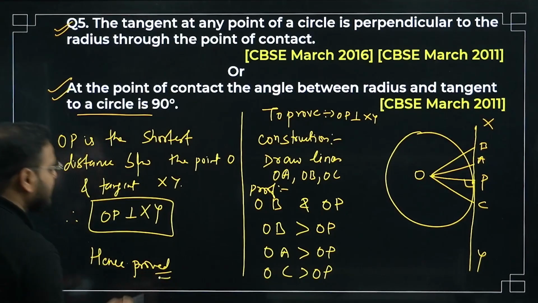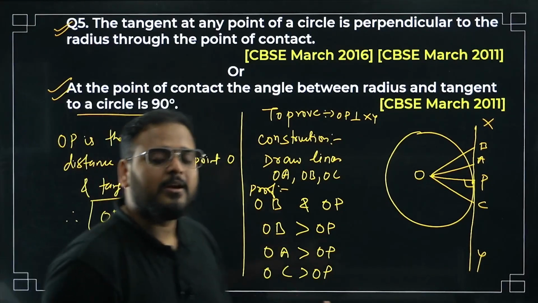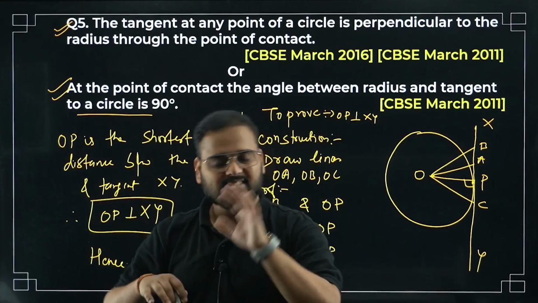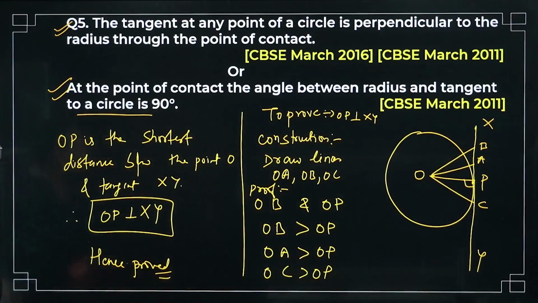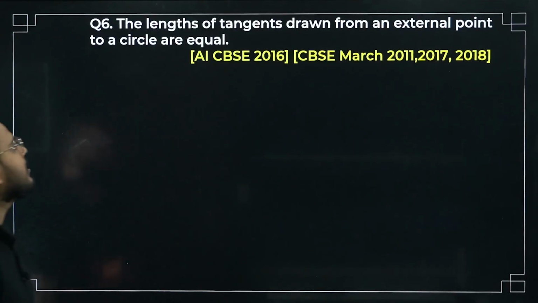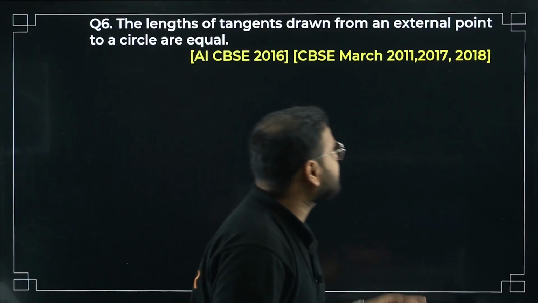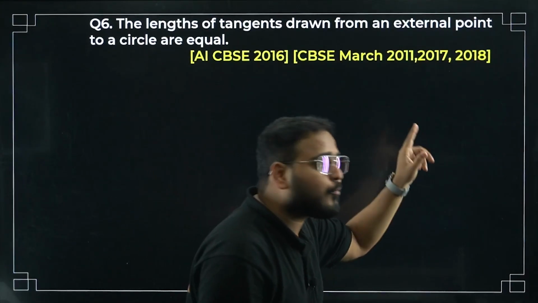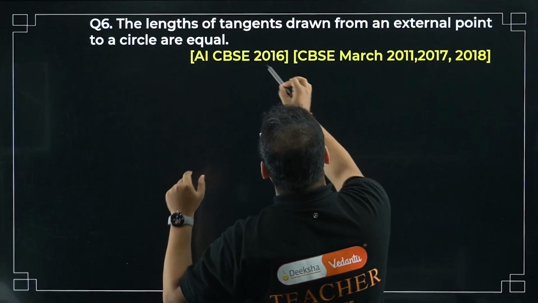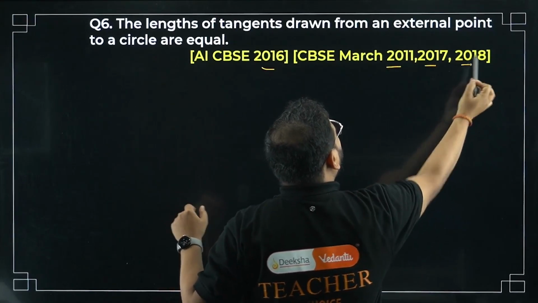Please check this out. It doesn't have a lot of statements in it. You don't have to prove the congruency or anything like that. Just simply explain the conditions the way I have explained it to you. Question 5 is done. Let's move on to question number 6 now. The lengths of tangents drawn from an external point to a circle are equal. It's a theorem, we have to prove it. Asked in 16, 11, 17, 18.